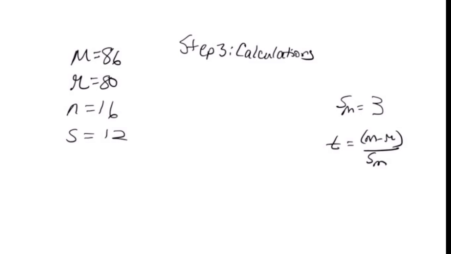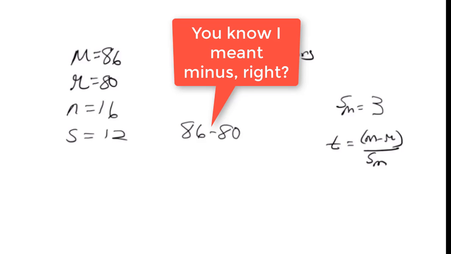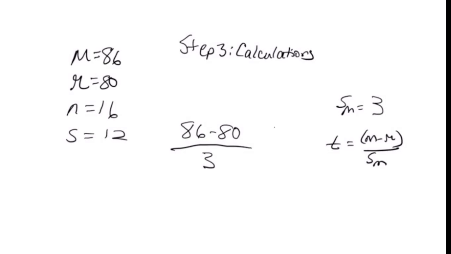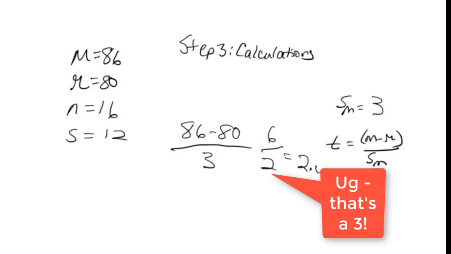Now that we know our standard error, we can easily do our t formula. We have our mean of 86 minus the population mean of 80, divided by the standard error of 3. 86 minus 80 is 6, divided by 3, and that gives us a t statistic of 2.